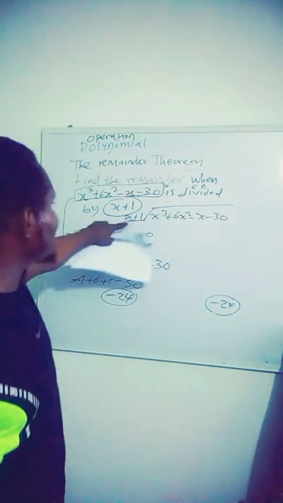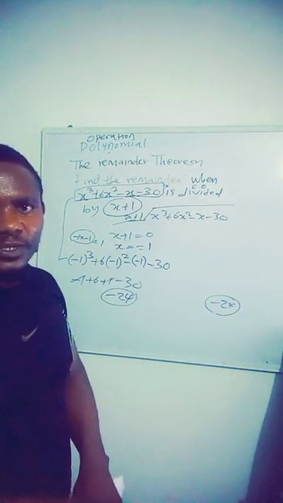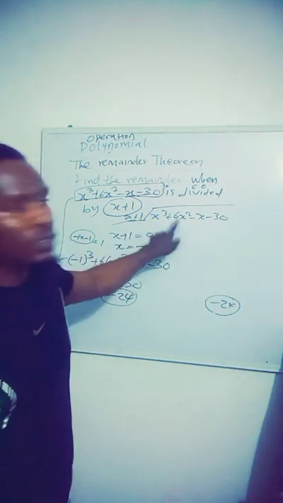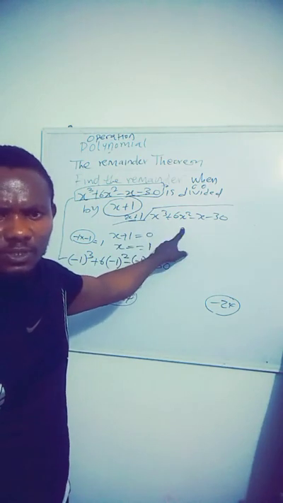Should we try this method and see the remainder? Should we do the division?